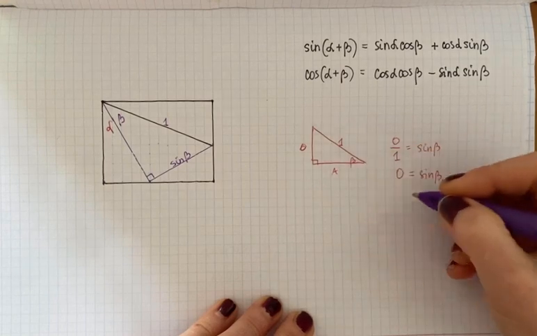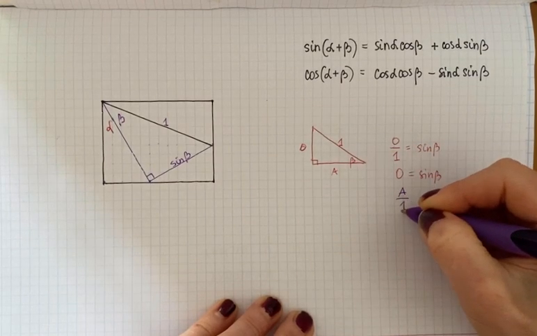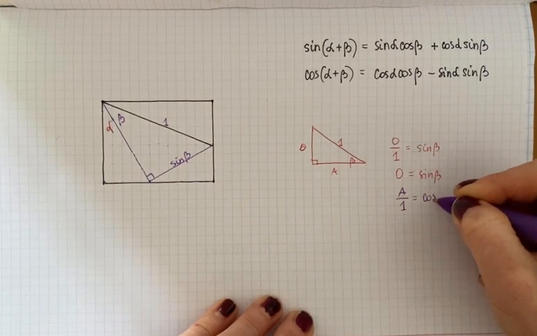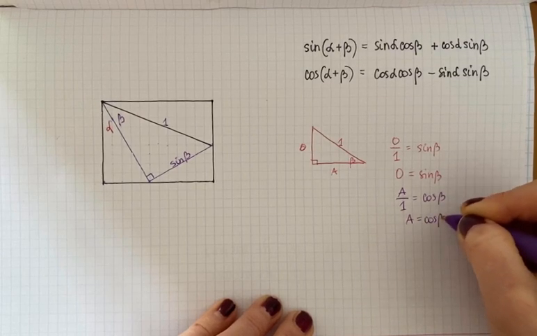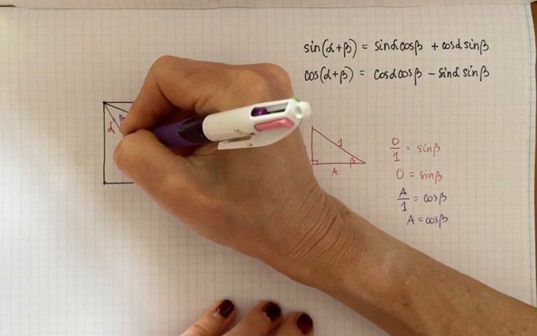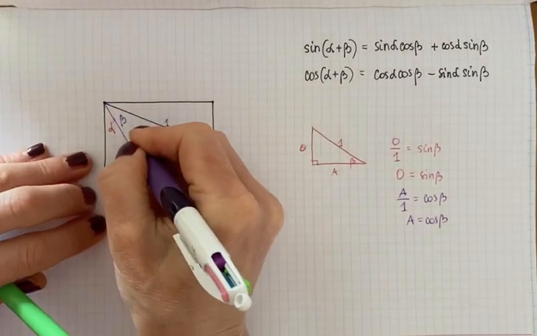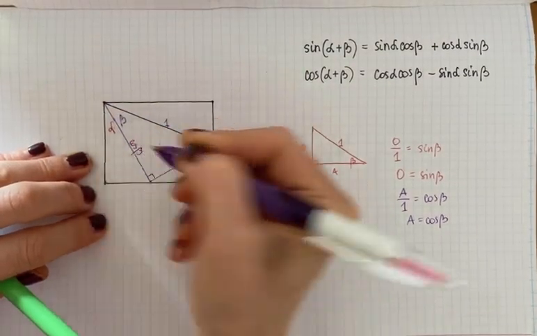Now doing the same with a, you've got a over 1 is equal to cos beta. So that gives me a is equal to cos beta. So let's put it here. That side here is cos beta.